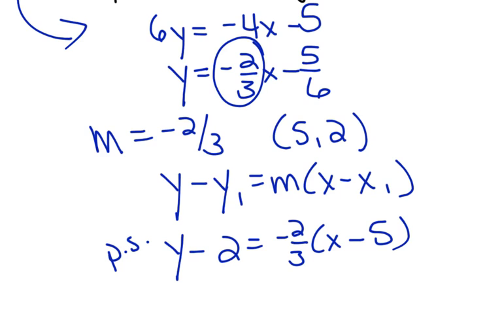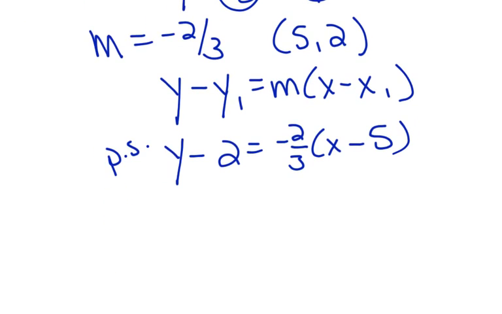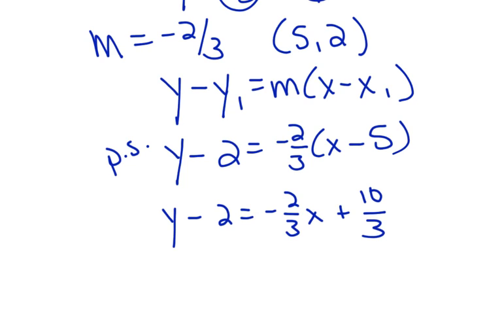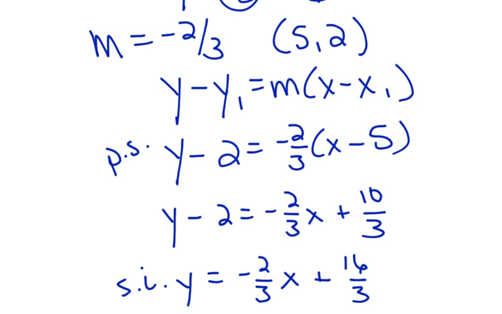What if I wanted to write this equation in slope-intercept form? I would first distribute the negative 2/3, and then I would add 2. And that would be slope-intercept form.